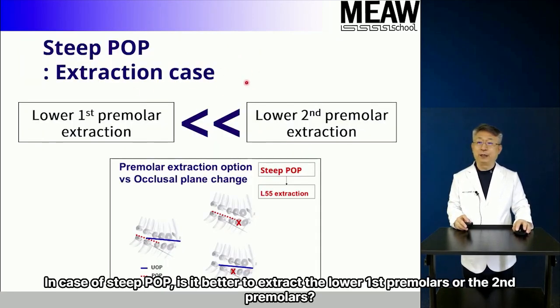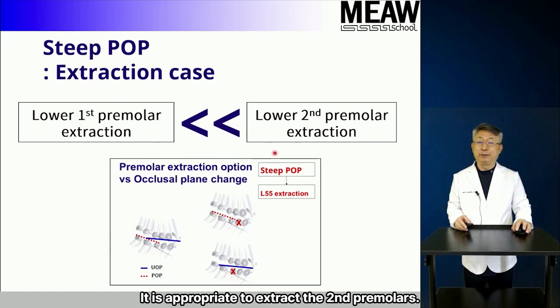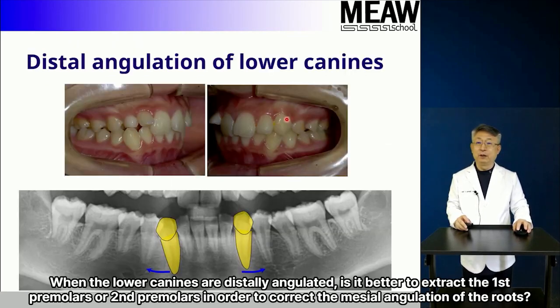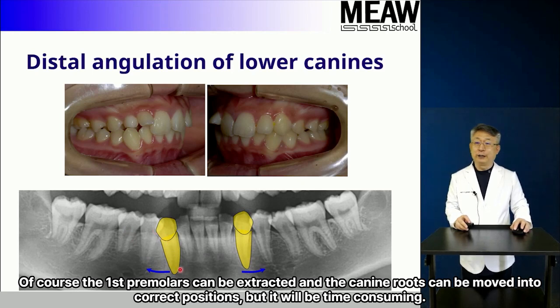In case of steep UOP, is it better to extract the lower first premolars or the second premolars? It is appropriate to extract the second premolars. When the lower canines are distally angulated, is it better to extract the first premolars or second premolars in order to correct the mesial angulation of the roots? Of course, the first premolars can be extracted and the canine roots can be moved into correct positions, but it will be time-consuming.